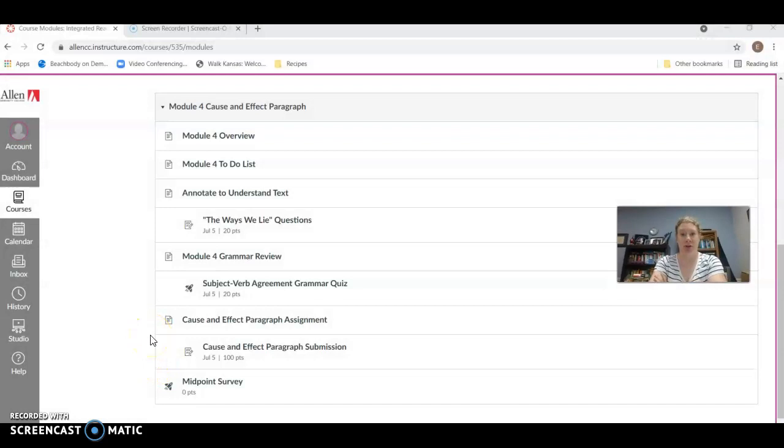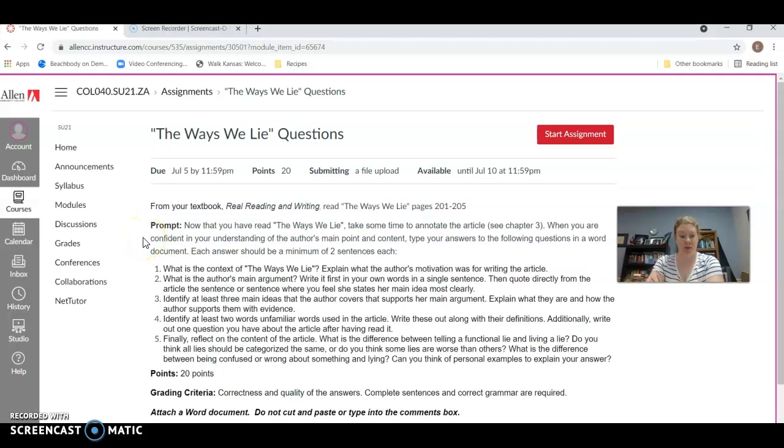You'll see a lot of things are very familiar. So we have some reading assignments, chapter 3 on annotating a text, as well as the chapter on subject-verb agreement. That is our grammar topic for this unit. And then you'll have, of course, the same number of assignments here. Our reading assignment is related to the article, The Ways We Lie.